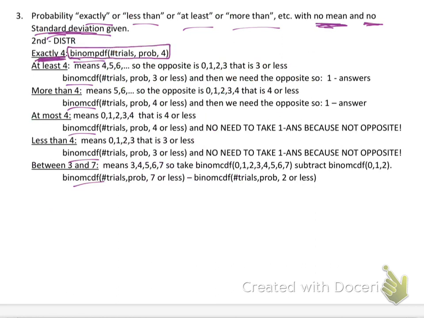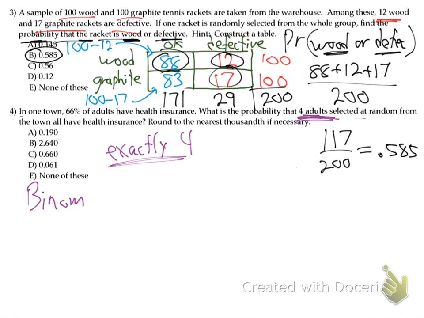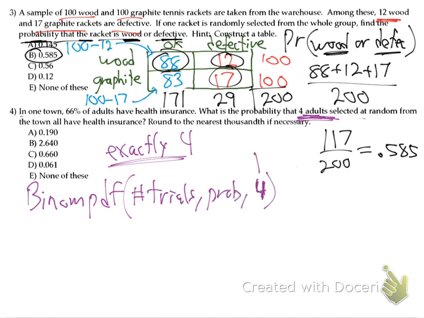Binomial PDF. The other ones are all CDF, right? The greater and less and all that is CDF, cumulative distribution function. But this is PDF, probability distribution function. So there it is: number of trials, probability, 4. It even matches our numbers. So we want binomial PDF, number of trials, probability, and then the 4 will go right there, because we want exactly 4.